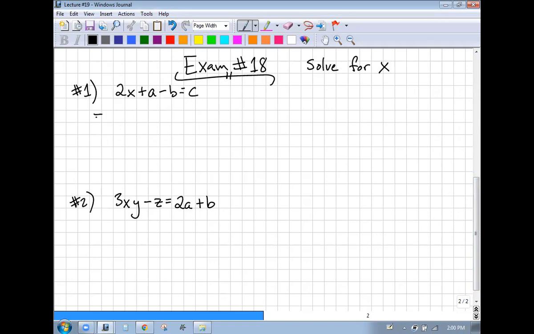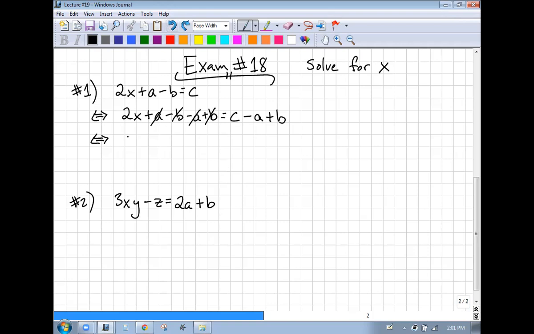All right, so we take this guy, give us some room here. To get rid of this a, we'll subtract a. But whatever we do to one side, we have to do to the other. Now we also have this minus b, so to get rid of it, we'll add b. We have to do that to both sides. You can see the plus a and the minus a, the minus b and the plus b cancel out. We did that on purpose.